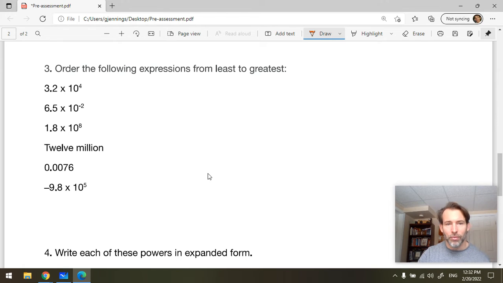3.2 times 10 to the 4. This is what this means if I expand this out. First, I'm going to write it out. 3.2 times 10 to the 4. And then I use an equal sign to say what's on top is equal to what's on bottom. 3.2 times 10 times 10 times 10 times 10.